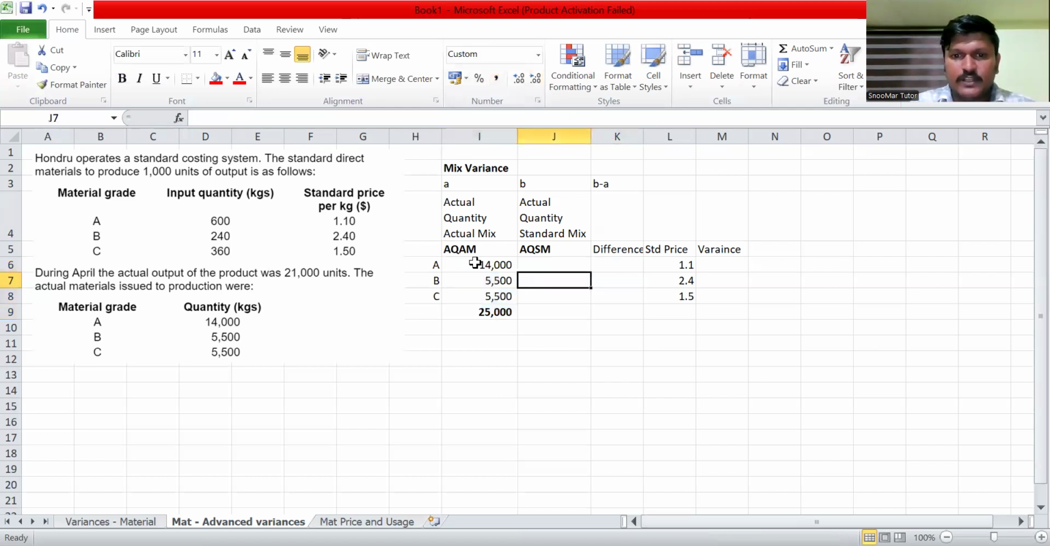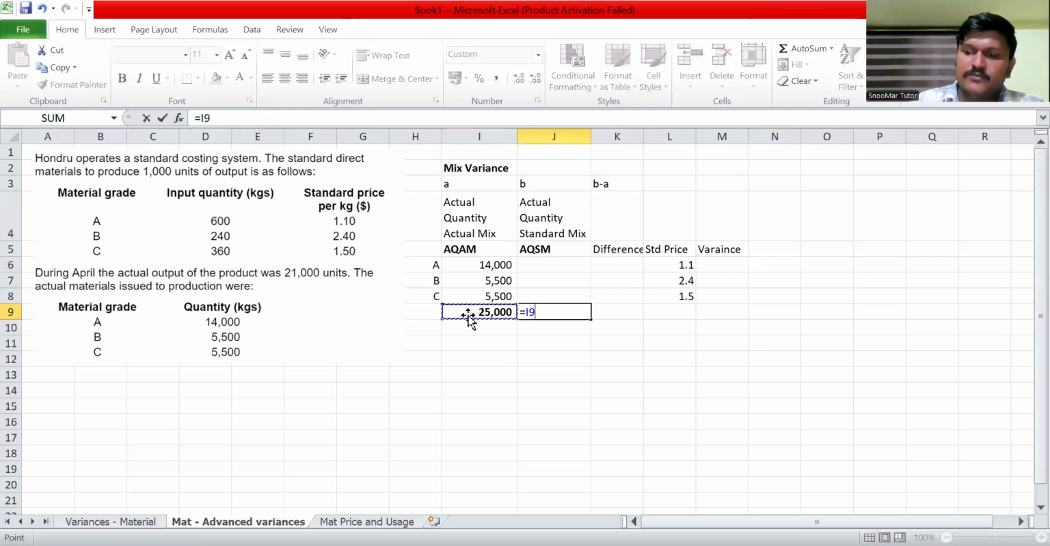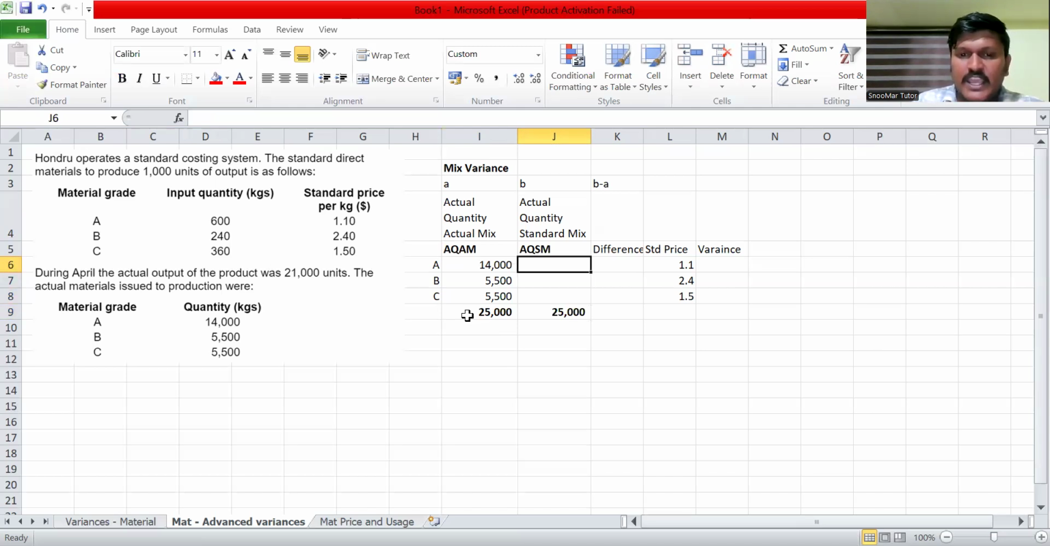Now again, 14,000, 5,500, and 25,000 over here. So you actually used the total material with a quantity of 25,000, so the total of the next column should be 25,000. The total actual quantity should be the same, 25,000. Now what I need to consider is that out of the 25,000 actual quantity, what would have been the quantities for A, B, and C on the standard usage?